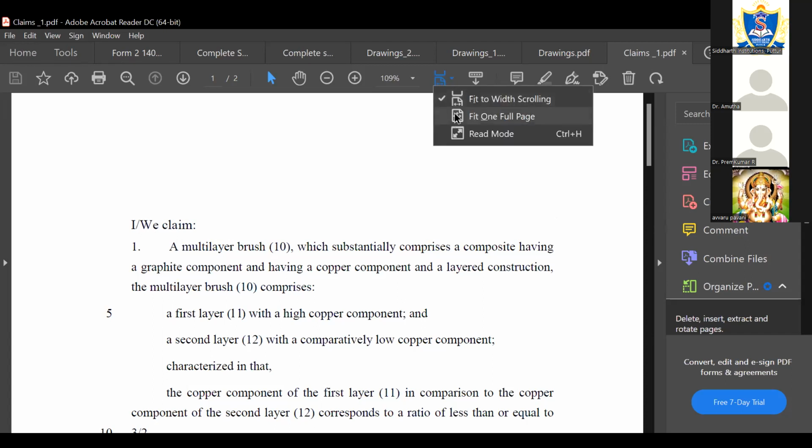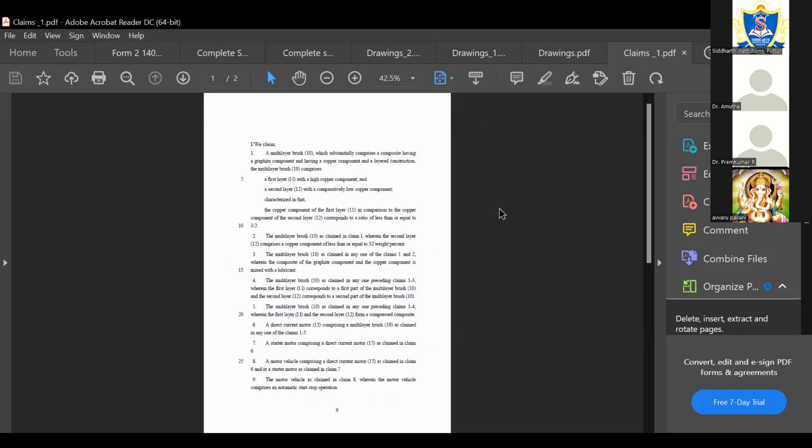If you look here, there are 10 claims, from 1 to 10. The first claim will usually be an independent claim, and the others will be dependent claims, because each claim will be dependent on another one.